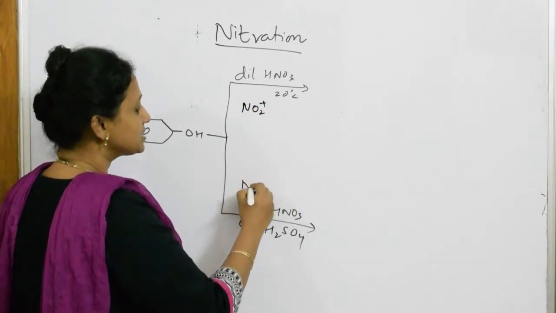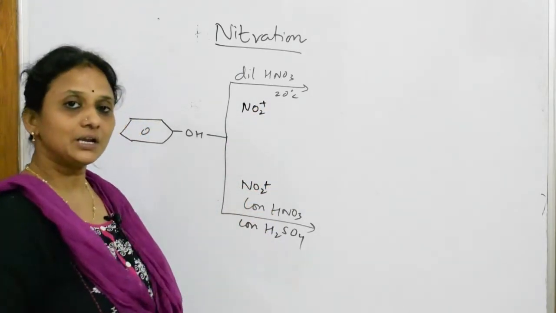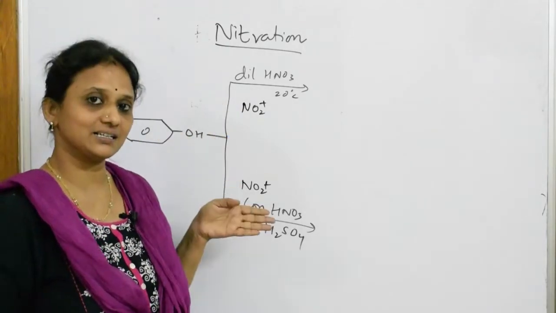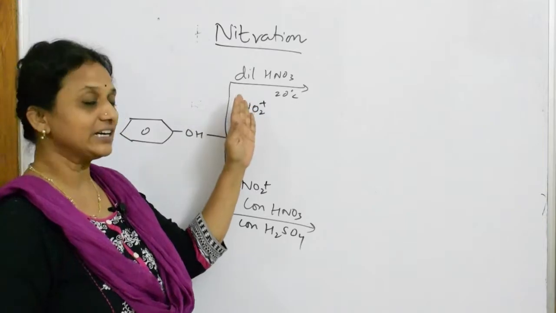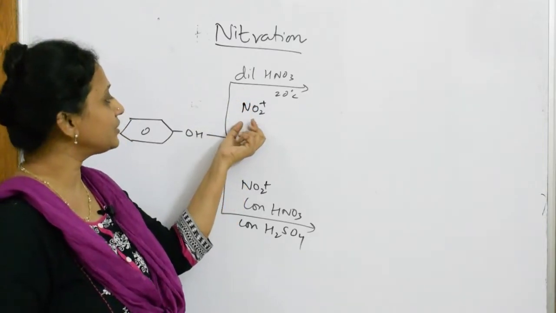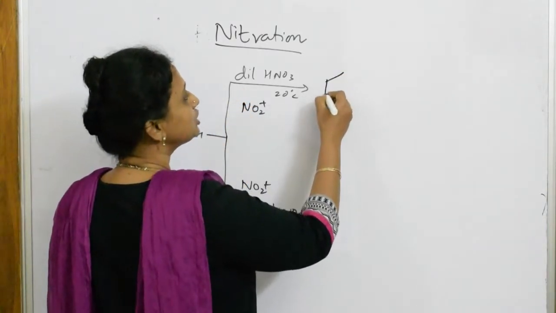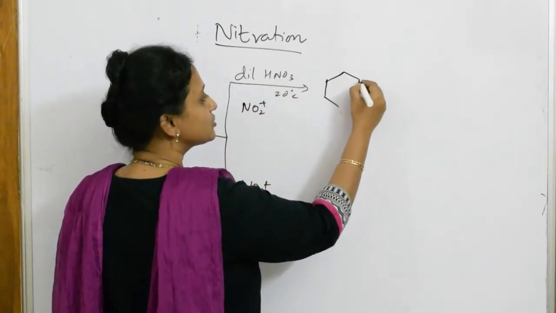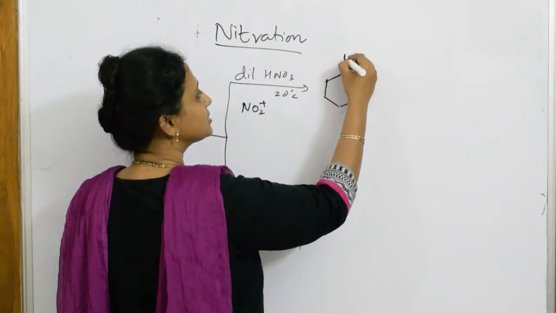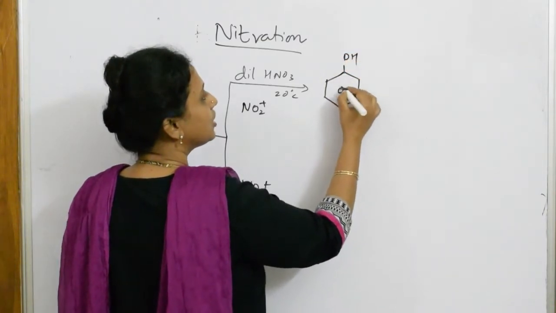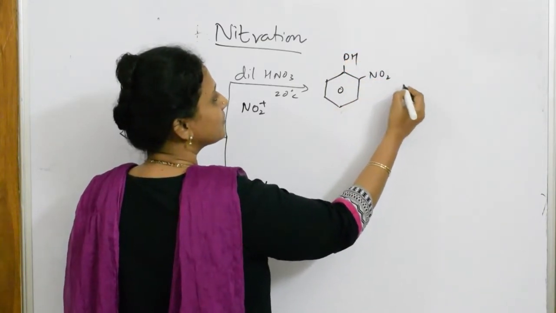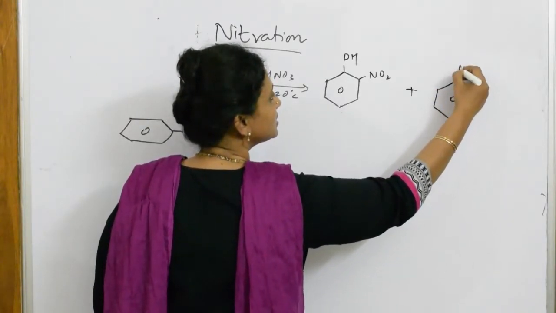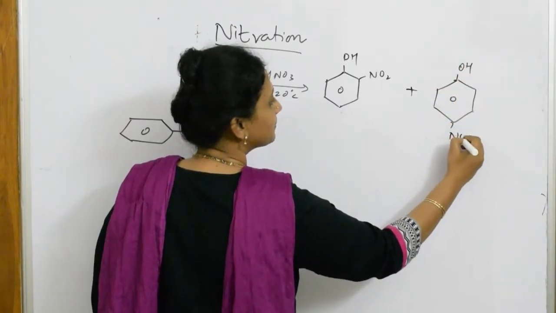Here also, NO2+ is the electrophile. Now what happens is, with dilute HNO3 at 20 degrees centigrade, it's very dilute, isn't it? So this electrophile attacks at two positions. But remember, in dilute conditions the electrophile is going to attack at two positions. One is at the ortho position, one is at the para position.